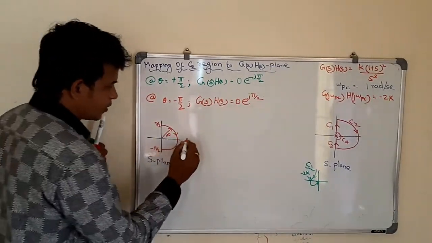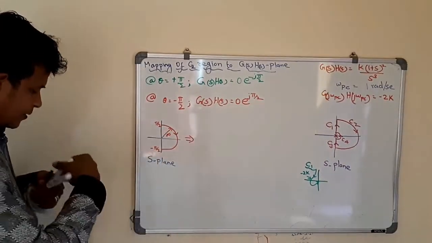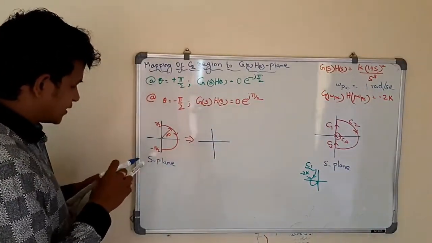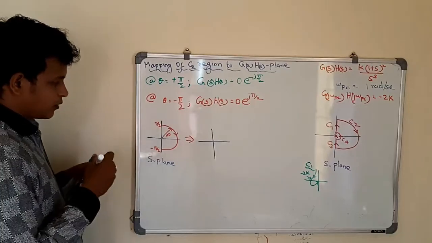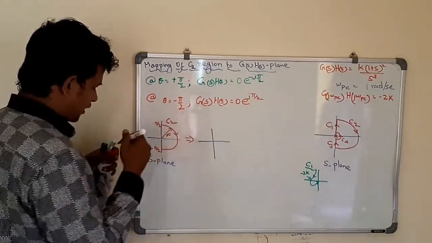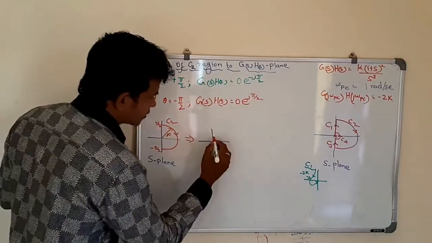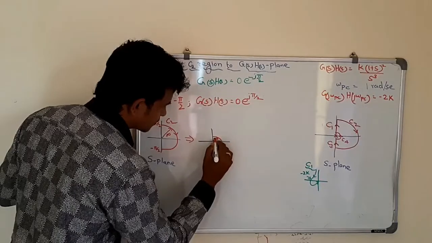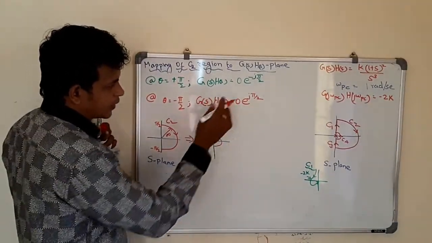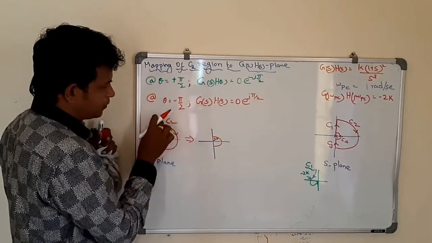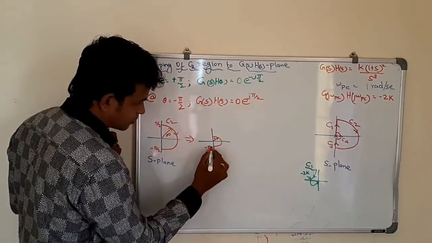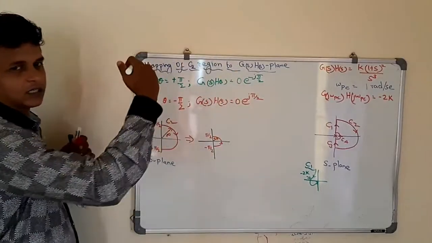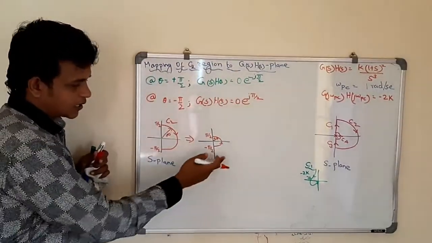When I transfer it to the G(s)H(s) plane, I am getting the plane here like this, and in the G(s)H(s) plane also I got an arc for this region C2. The radius of the arc is 0, and when theta is equal to plus pi by 2, it has an angle minus pi by 2, and it is reaching up to plus pi by 2. So the direction is in this direction. The region C2 is in this direction, whereas in the G(s)H(s) plane it is in this direction, minus pi by 2 to plus pi by 2.